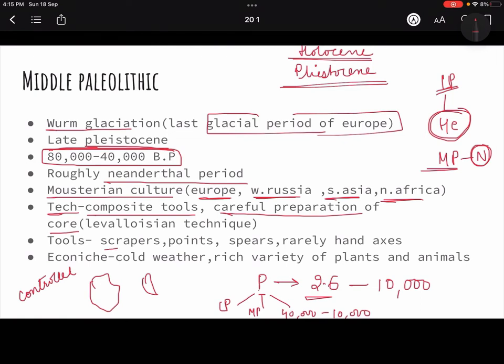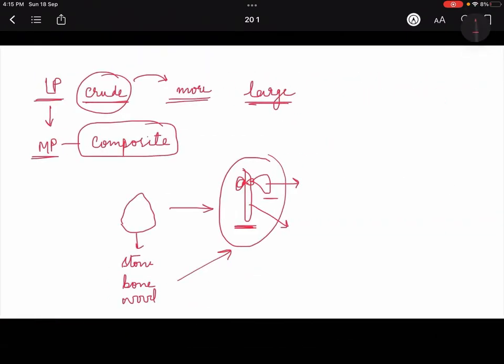So now the tools they were using were scrapers, points, spears, and rarely hand axes. If I have to draw, I'll tell you, the old tools were there, right? They are not going to go anywhere, but definitely they had reduced in size. For example, if this tool was like this big in the starting, it has reduced to this size, because small tools will come more handy, right? If you have to throw anything, or if you have to use a small tool which is less heavy, that is going to come more handy, right? That is why the size definitely decreased.